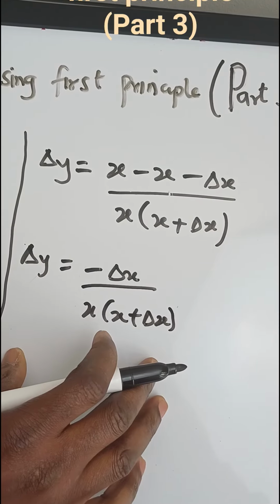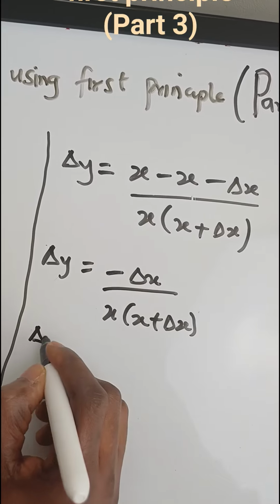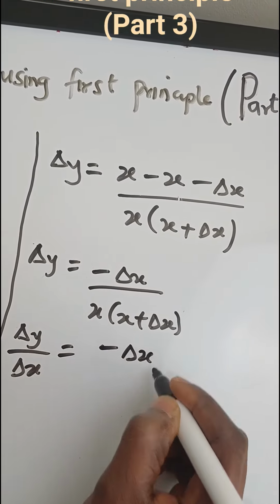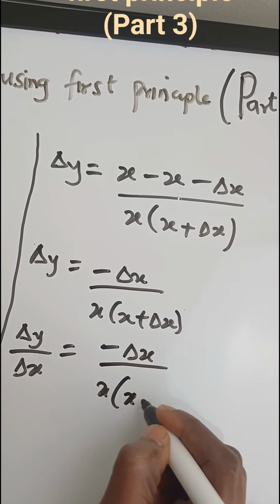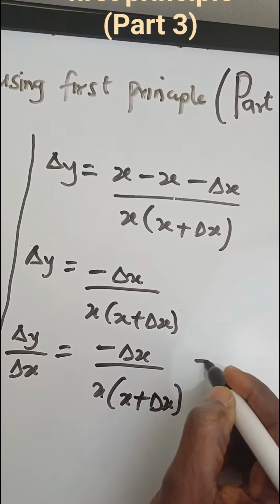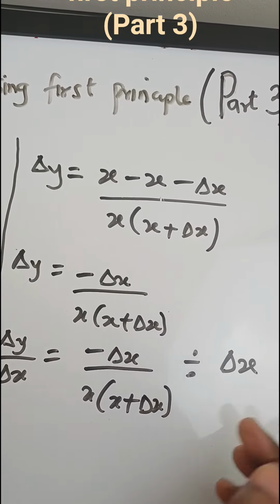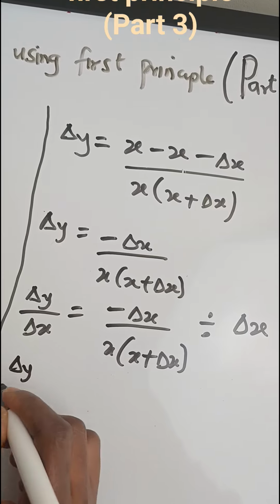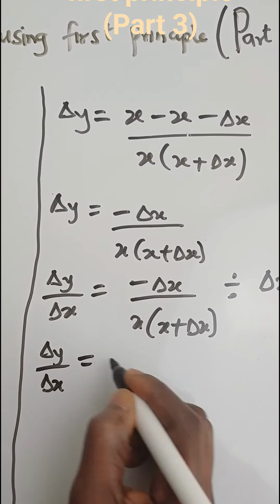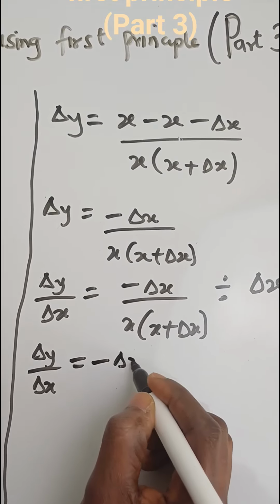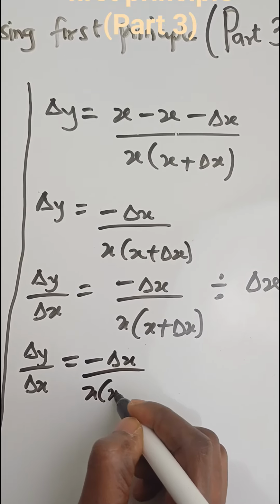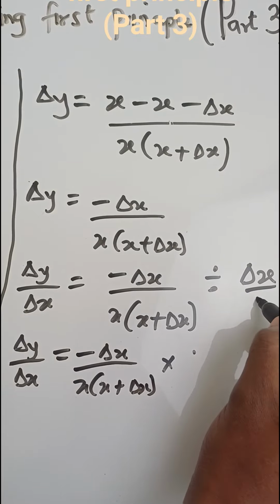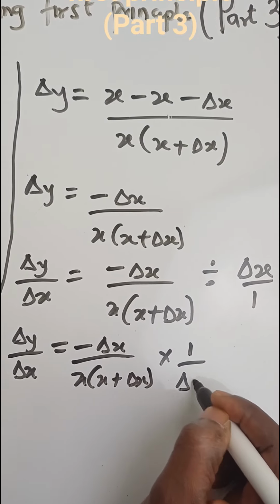So let's divide both sides by change in x. So that will be change in y over change in x, minus change in x over x plus change in x, divided by change in x. So we are dividing both sides by change in x. So this will be change in y over change in x equal to minus change in x over x plus change in x multiplied by 1 over change in x.